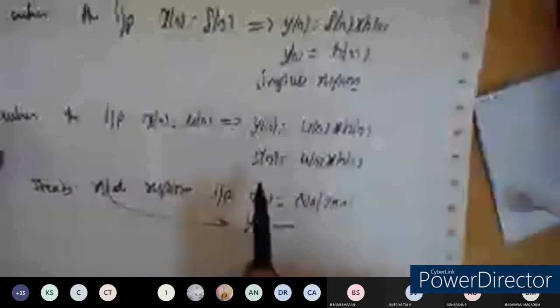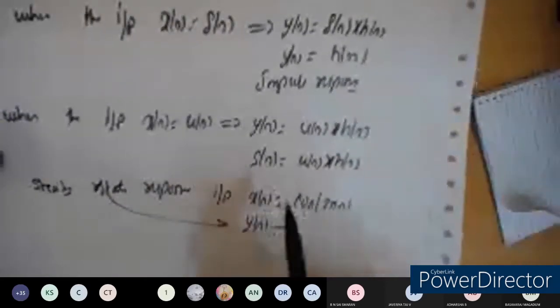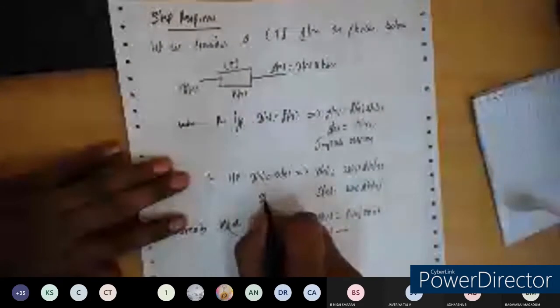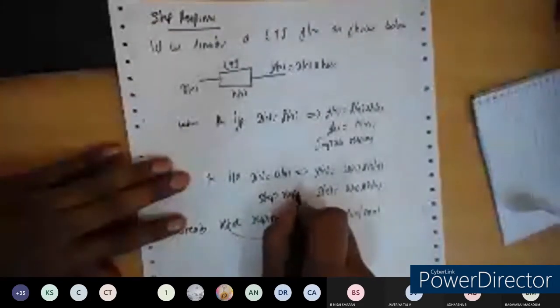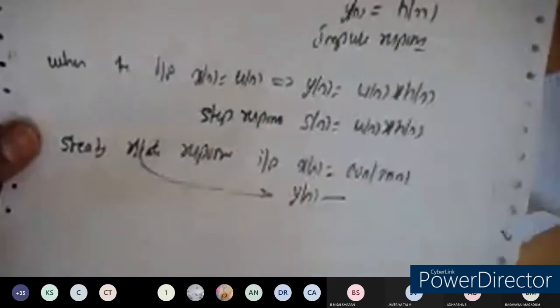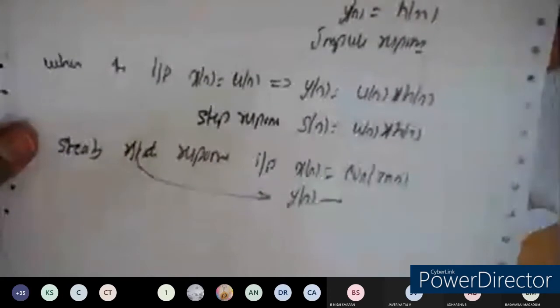So s of n is called the step response. This is called the step response. So similarly, take the next one.